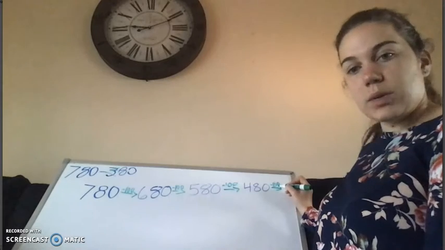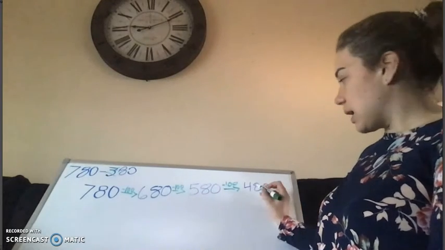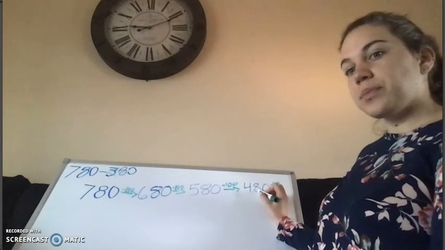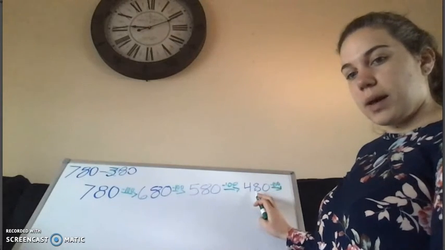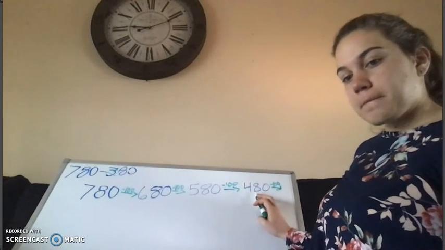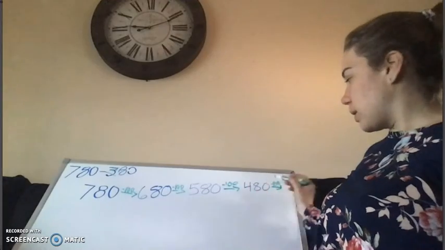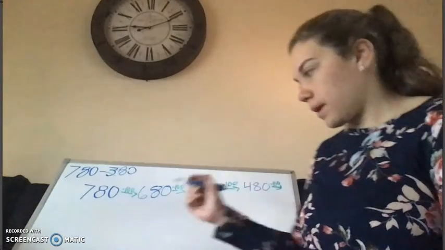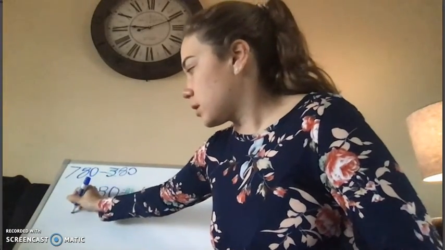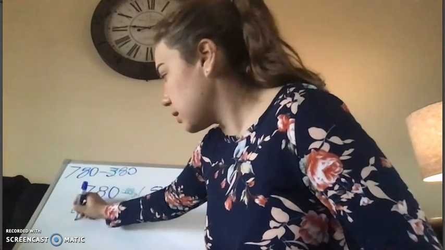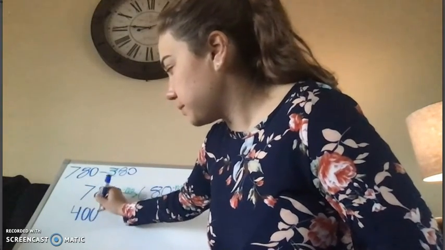So 80 is equal to 8 tens. So you're going to take away 8 tens here. Are there 8 tens for you to take away? Yeah. So what's our new answer going to be? Right down here. Good. 400.